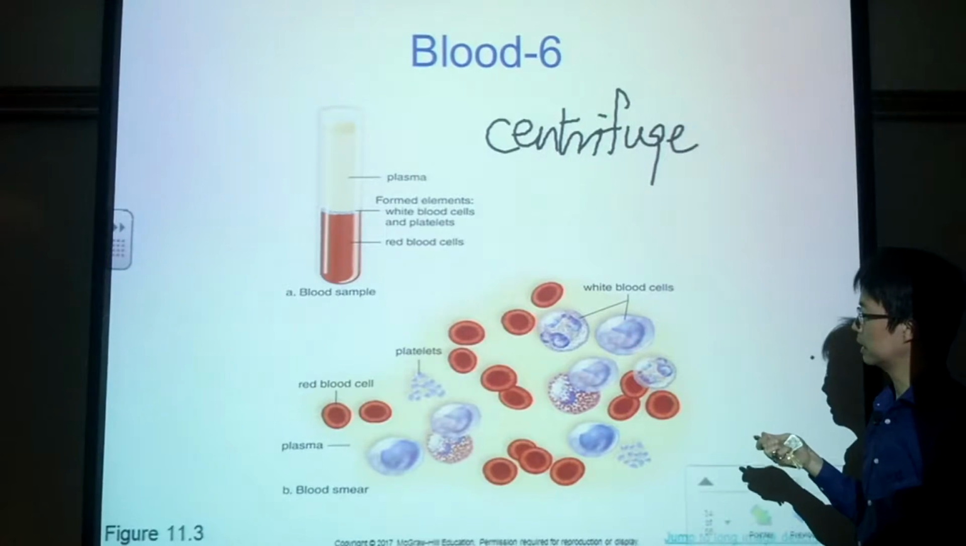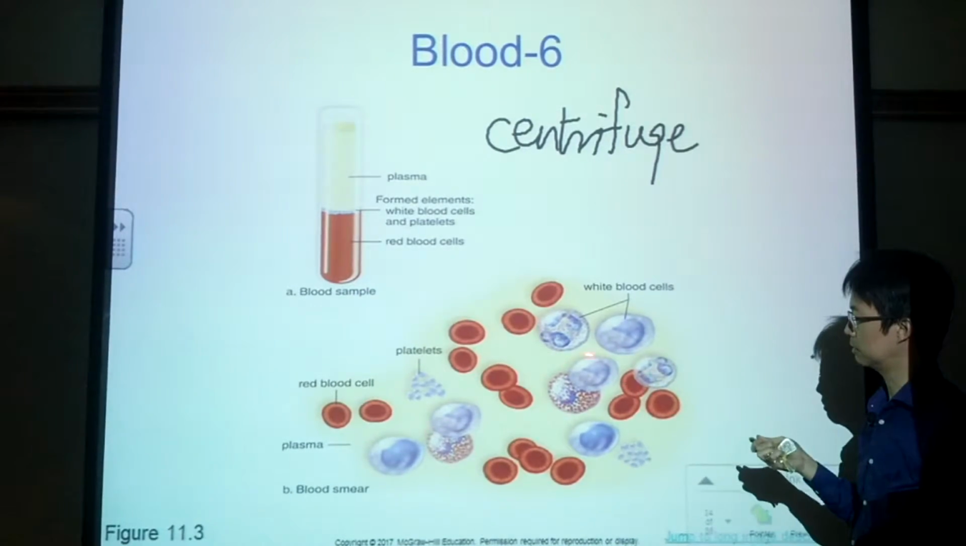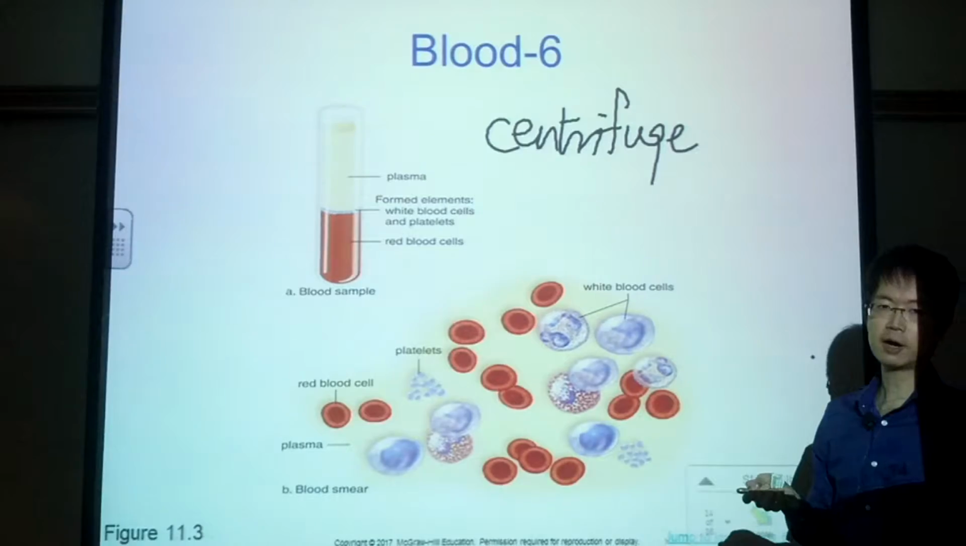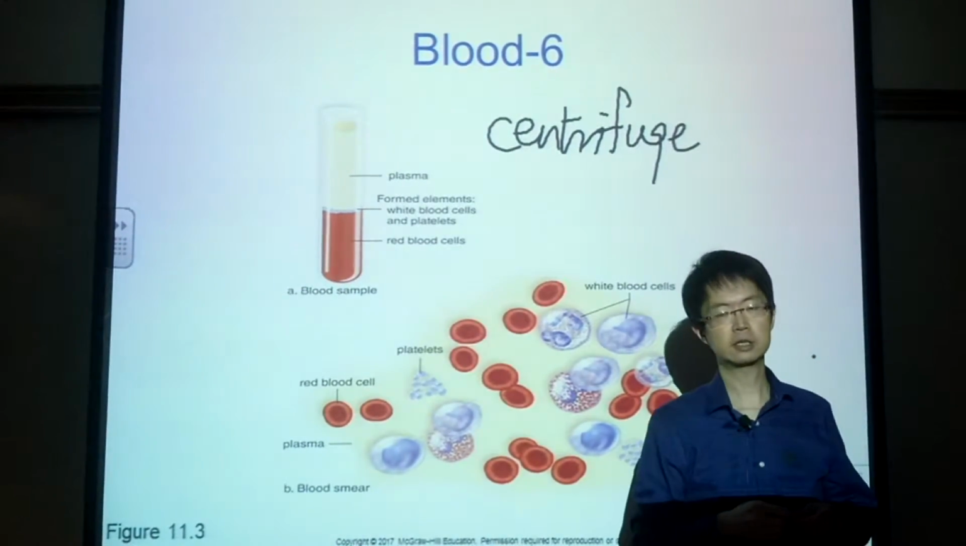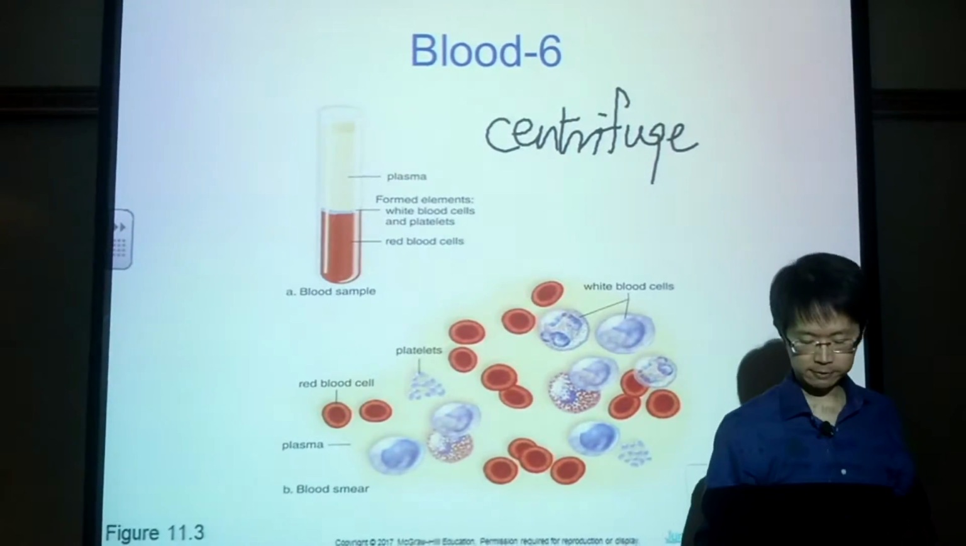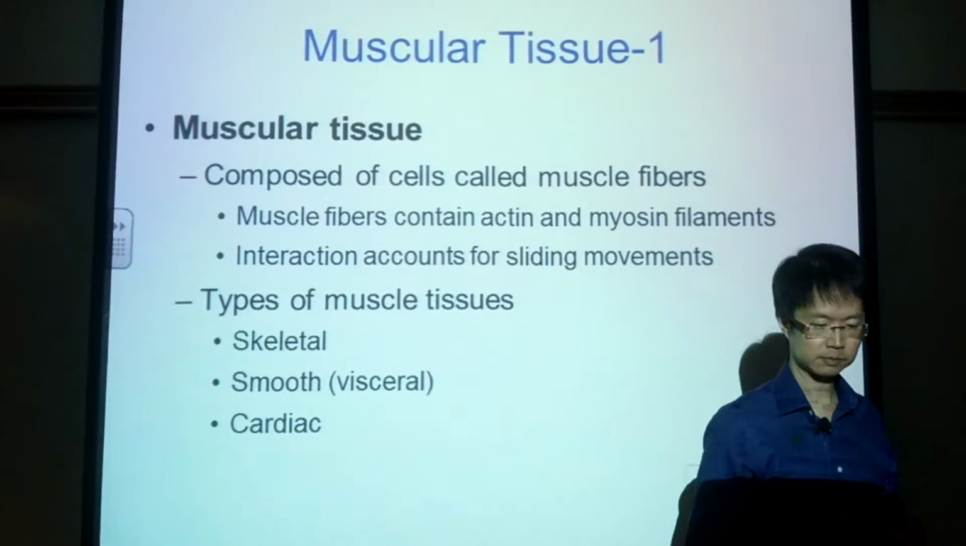And white blood cells, they actually have 5 types. We will not talk about the 5 types of white blood cell here, but if you take anatomy and physiology, we will talk about the 5 types of white blood cell.